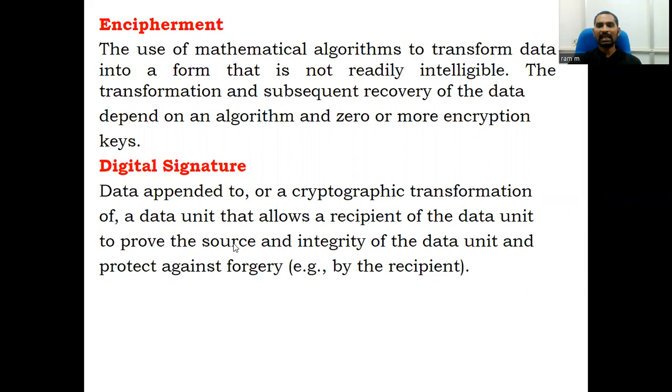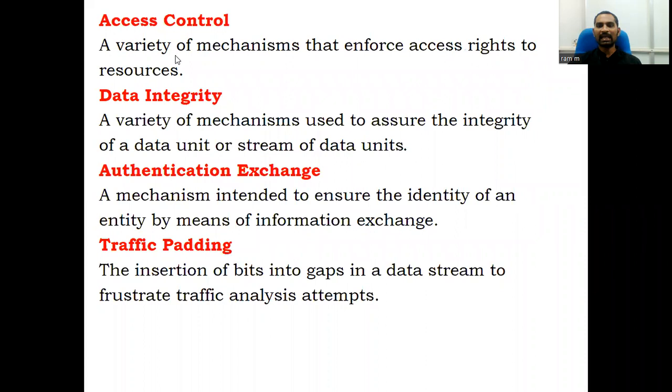We'll see the next mechanism, that is access control. It is a variety of mechanisms that enforce access rights to resources. Like one example I told you, username and password, or biometric fingerprint, or retina detection. For example, there are important files within a room. To get access into the room, I can use a fingerprint as an access method, or I can use an eye retina scan. We can use many access control mechanisms, right?